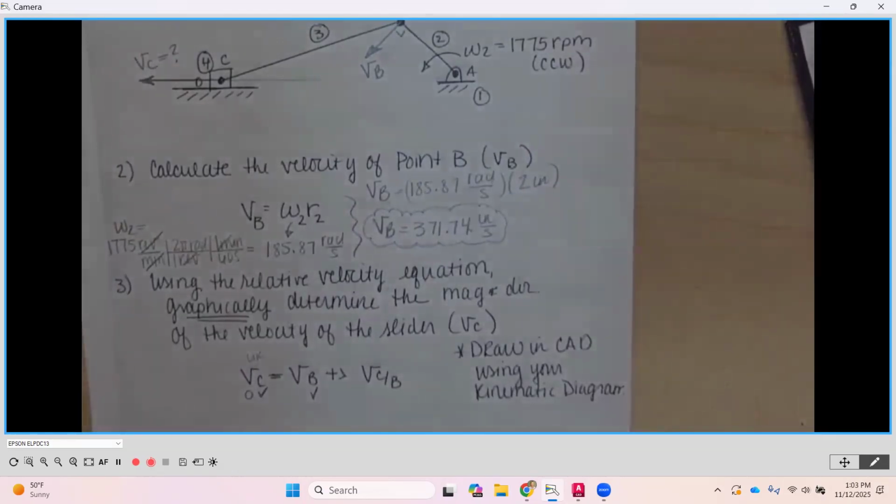You should get something very close to 371.74 inches per second for the magnitude of the velocity of B.